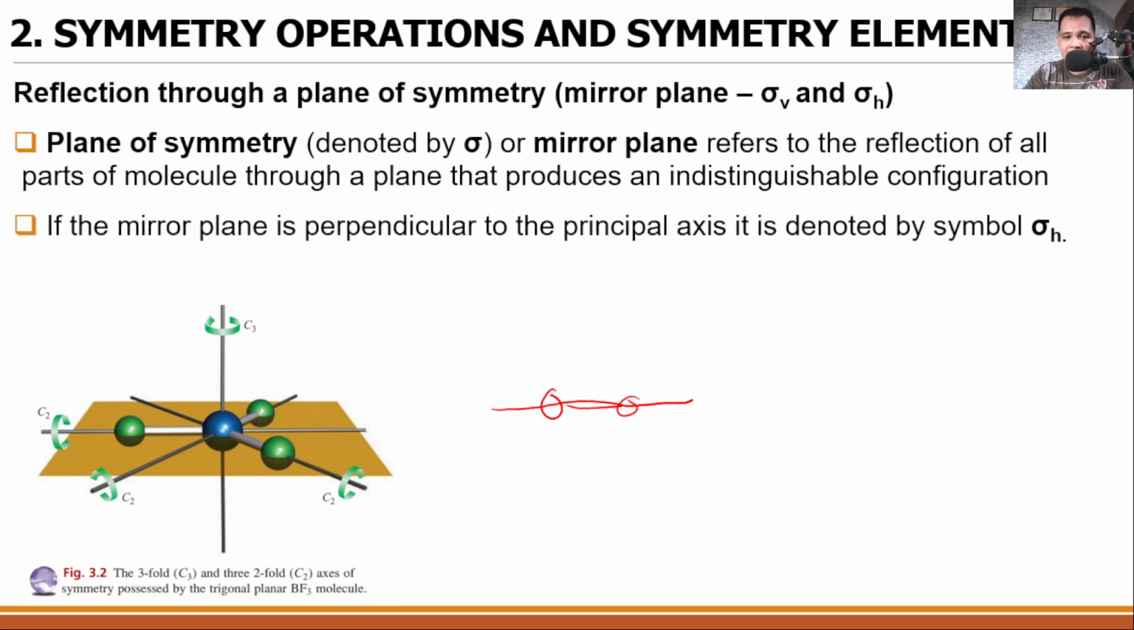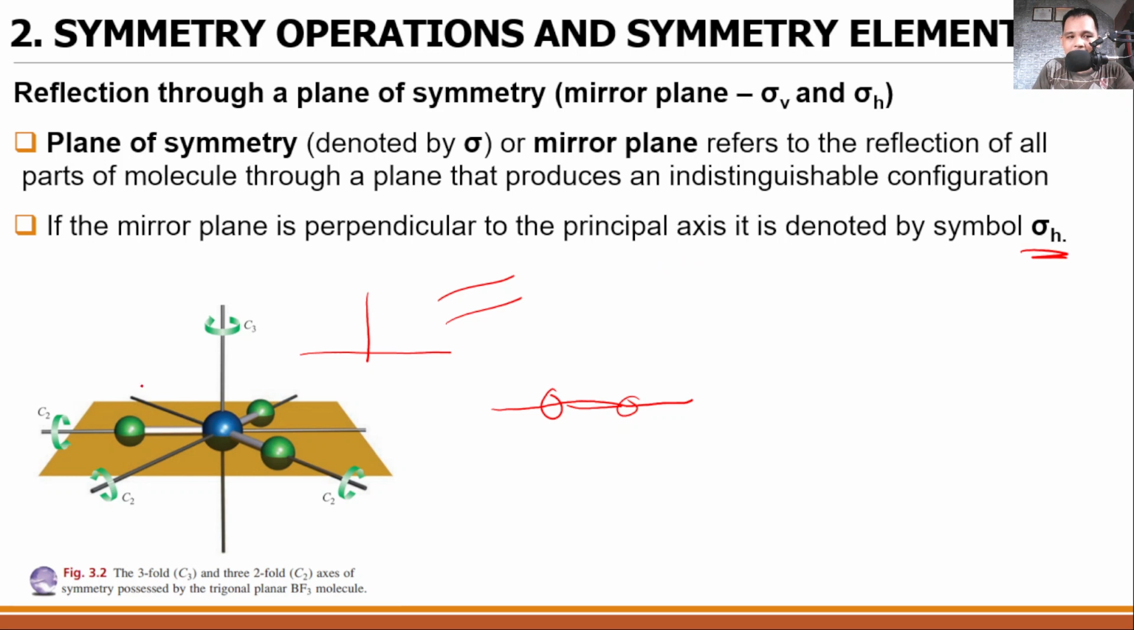So, sigma H refers to the mirror plane perpendicular to the principal axis. When we say perpendicular, it looks like this, right? Perpendicular, lines that meet; parallel, like this. That is the orientation for that. Its plane should be perpendicular. So, that is considered as sigma H.